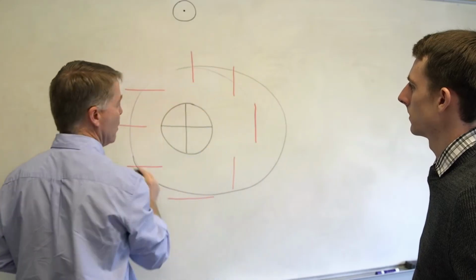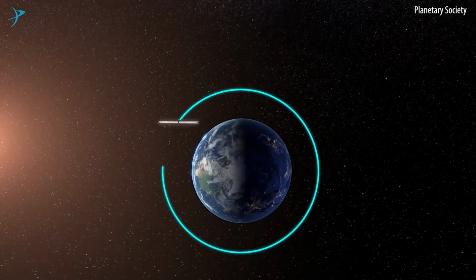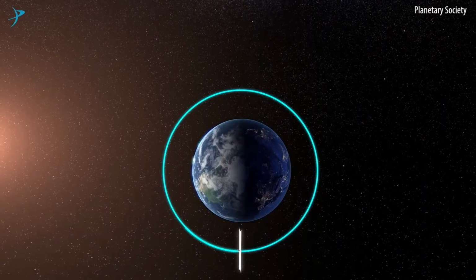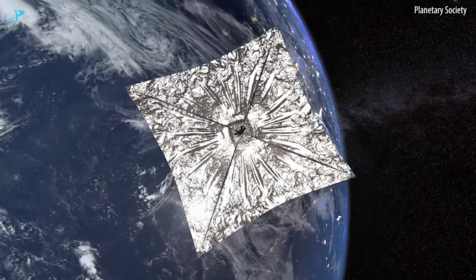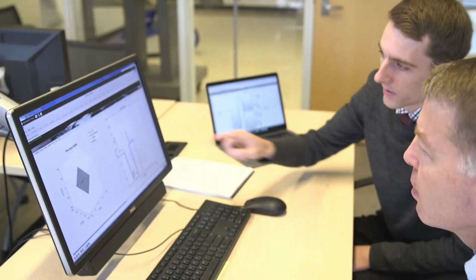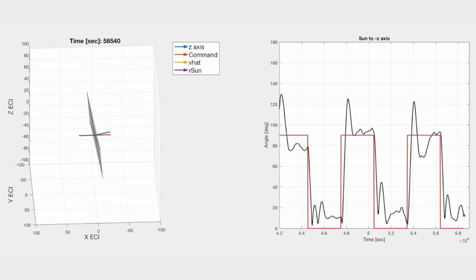The satellite has to perform 2 maneuvers each orbit. And what those maneuvers are is essentially a turn so that when it's moving towards the sun, it's sort of feathered so that the sun isn't pushing on it. But when it's moving away from the sun, it's presenting as much area as possible to the sun so that we maximize the thrust. And so my work has been modeling those 2 turns so that we can make sure that they're happening correctly in the right direction.